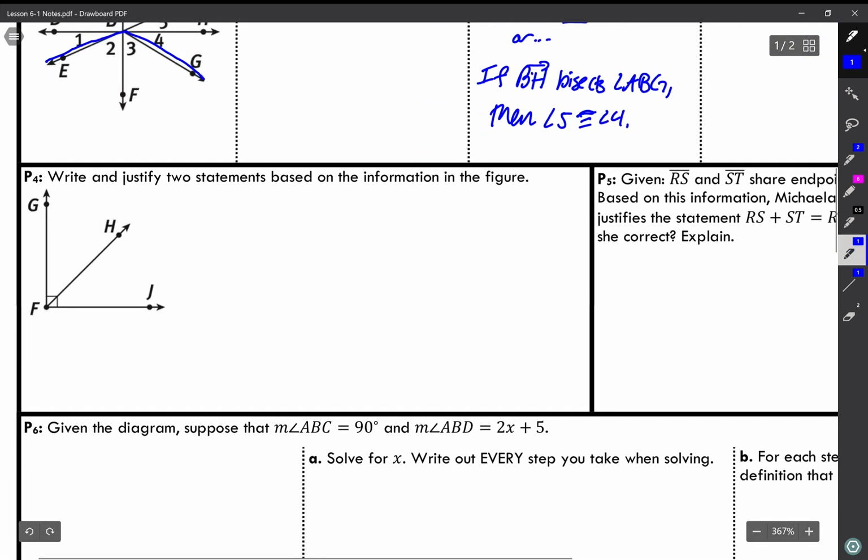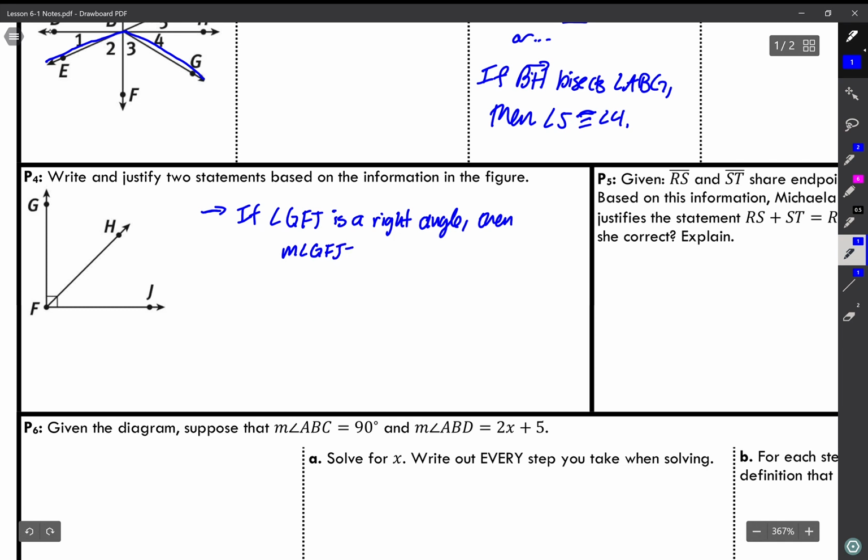Alright, P4. Write and justify two statements based on the information in the figure. So I have this right angle GFJ. One statement could be, if angle GFJ is a right angle, then the measure of angle GFJ is equal to 90 degrees.